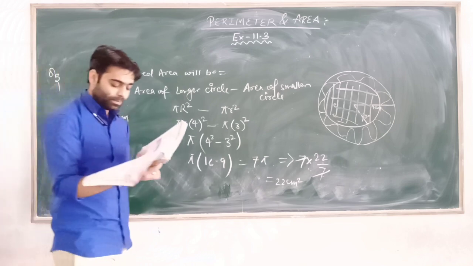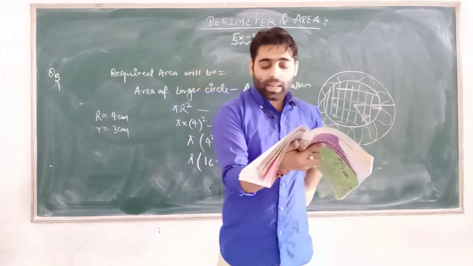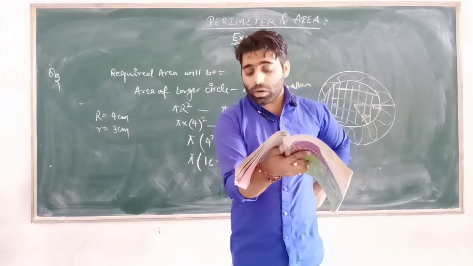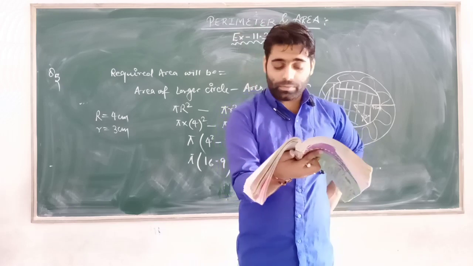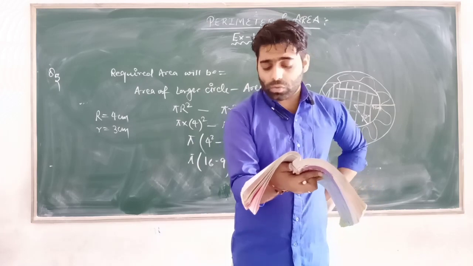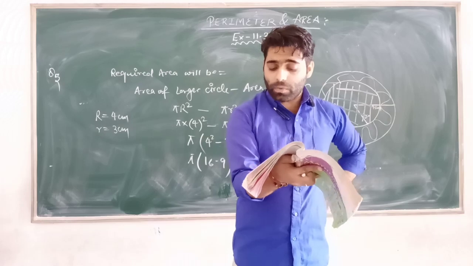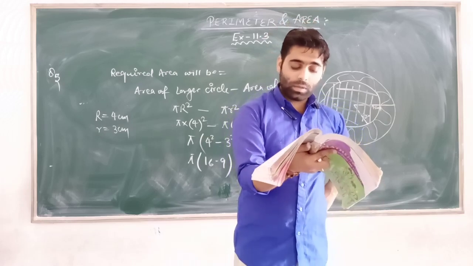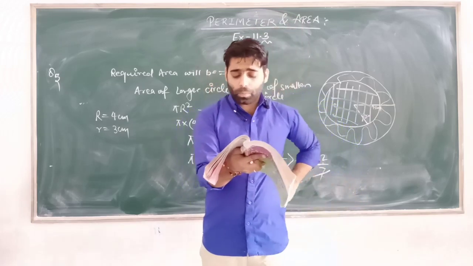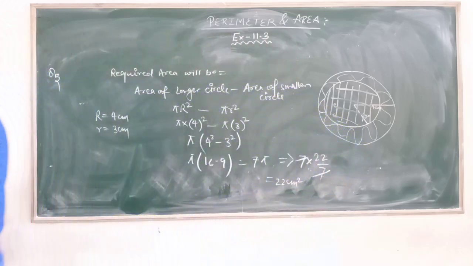Now question number 6. Saima wants to put a lace on the edge of a circular table cover of diameter 1.5. Find the length of the lace required and also find the cost if 1 meter of lace is equal to 15 rupees.